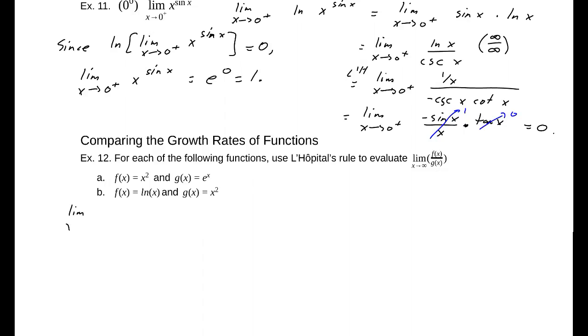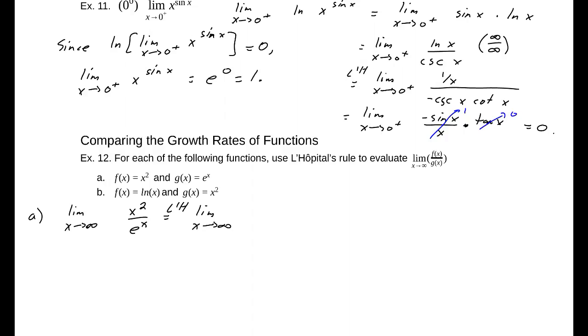So let's go. Limit as x approaches infinity of f of x over g of x. So x squared over e to the x. Now hopefully in the back of your mind you're thinking, of course, e to the x grows much faster. It's an exponential function after all. But let's go ahead and explore.